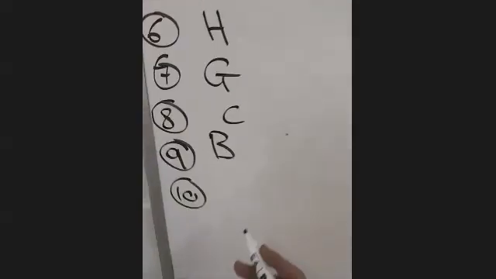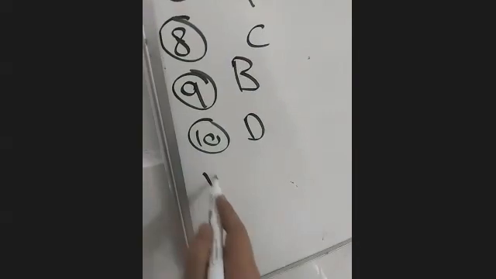Question 10, we have polygon. Polygon, it's a closed figure, remember, guys, made up of line segments that do not cross each other, which is D.